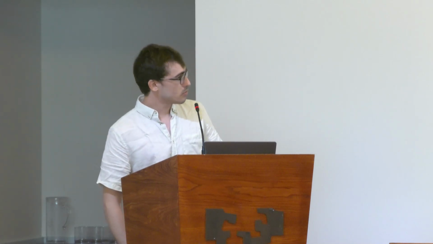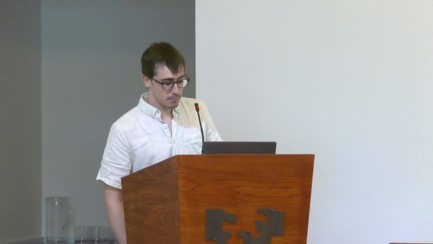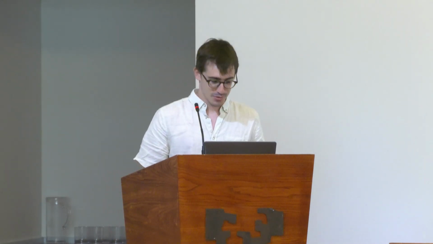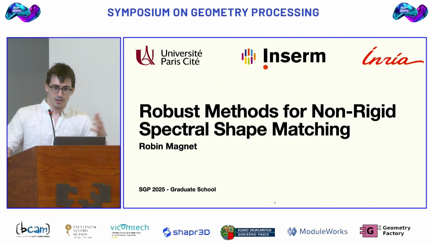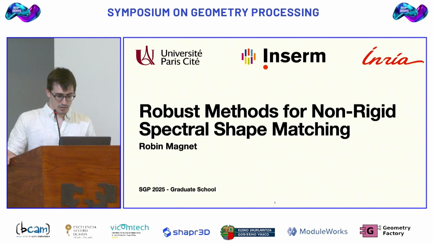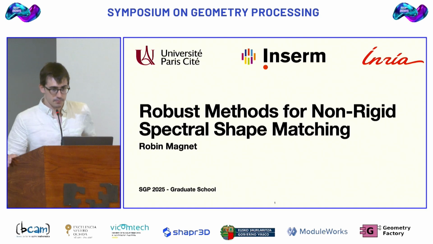So this class is called a robust method for non-rigid spectral shape matching, which is a very specific title if you're not very used to this domain. And it is a very specific domain. So the good thing is that you will have a very broad overview of not everything that's been done, but all the general ideas that are being developed in this domain.